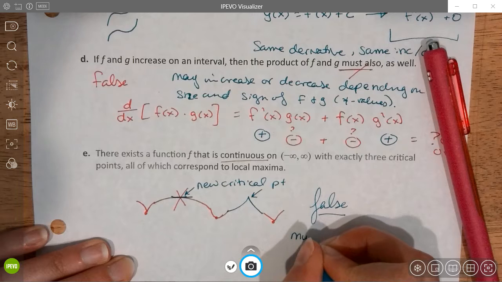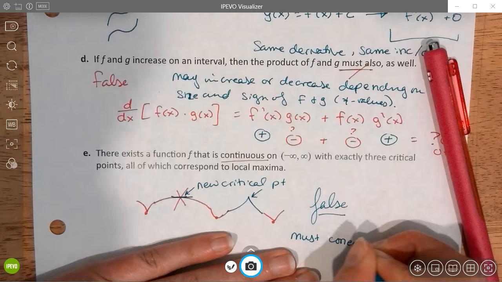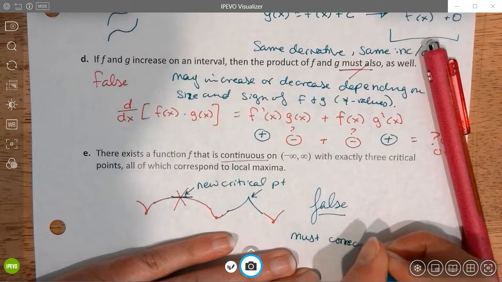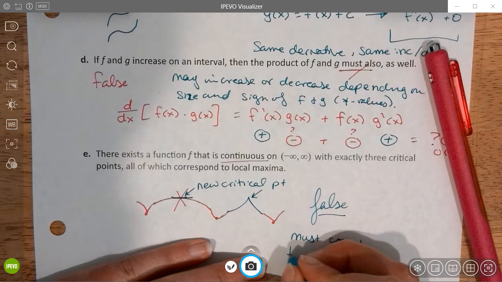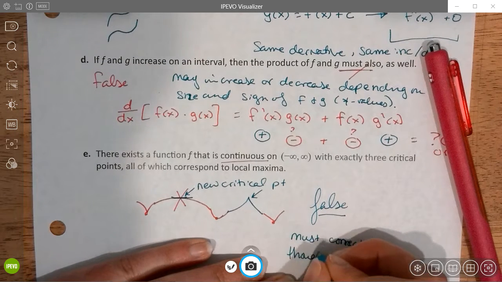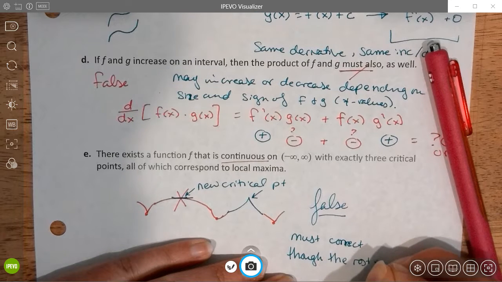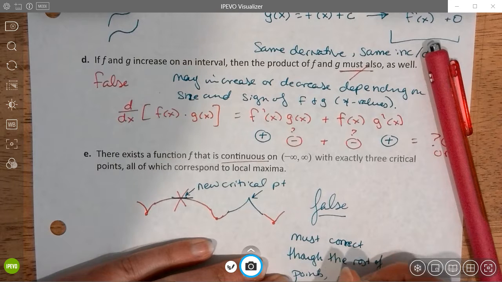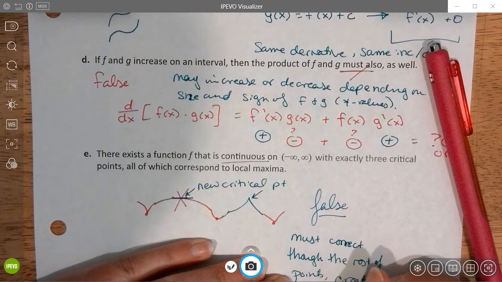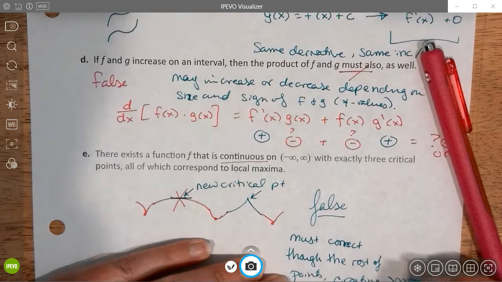False, we must connect through those points to the rest of the points, creating some maxima.